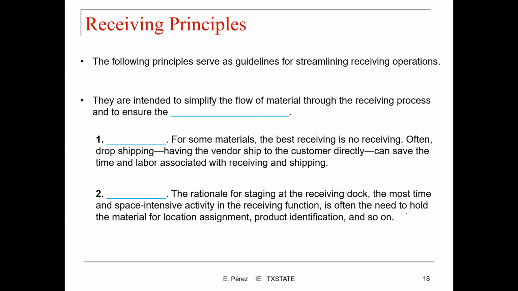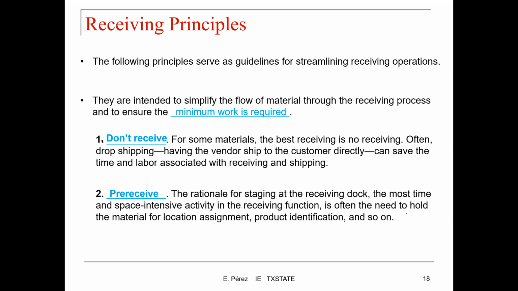The following principles serve as guidelines for streamlining receiving operations. They are intended to simplify the flow of material through the receiving process and to ensure the minimum work is required. Number 1 is don't receive. For some materials, the best receiving is no receiving. Often, drop shipping, having the vendor ship to the customer directly, can save the time and labor associated with receiving and shipping.